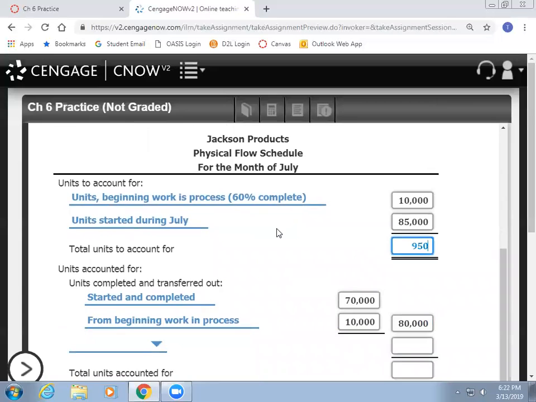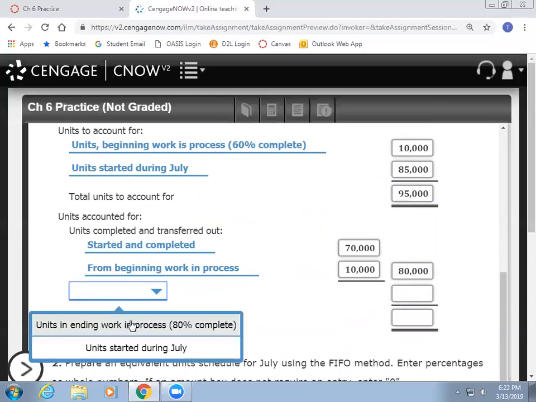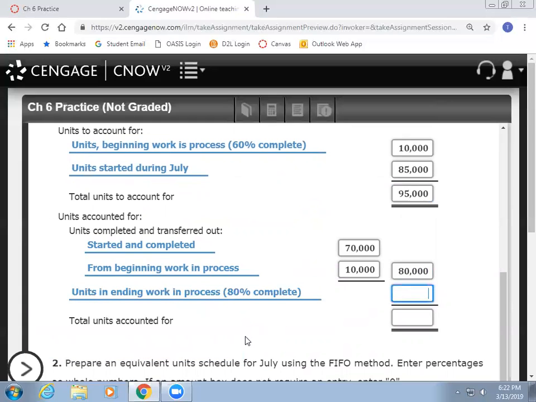Total units to account for are the 95,000. We got the units started and transferred out, and we just need to account for what's in ending work in process down here, which is 15,000. So that would be 95,000. Okay. So it depends on the information they give you. Sometimes you have to backtrack and think in a different way to get those answers. Are there any questions on that? They just gave it to us a little differently there.